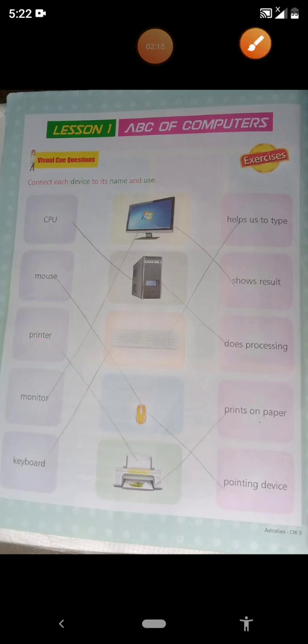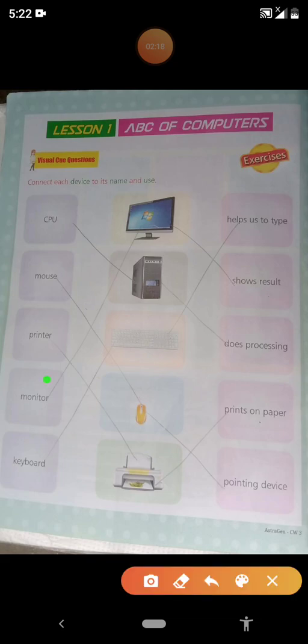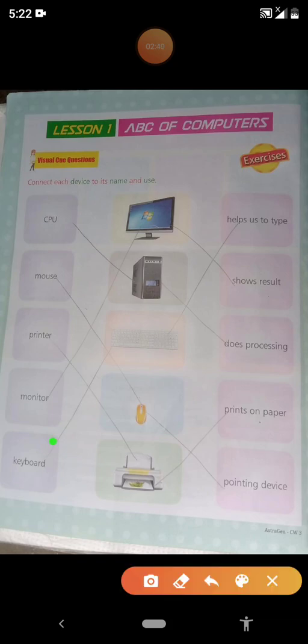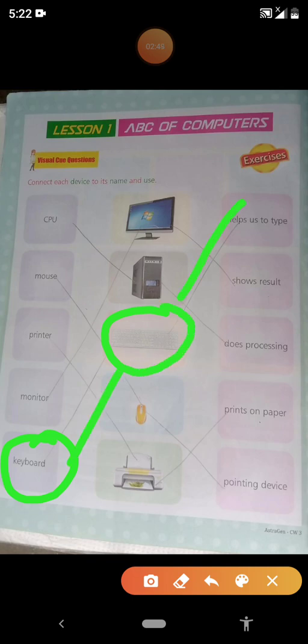Okay, and then monitor. Next one is monitor. Where is the monitor? Here is the monitor. You have to match this and see what is the use. Monitor is used to show result. Okay, this is an output device. It helps to show the results. And then last one is keyboard. Keyboard. So keyboard, where is the keyboard? Here. Keyboard is used to type. So you have to match like this.